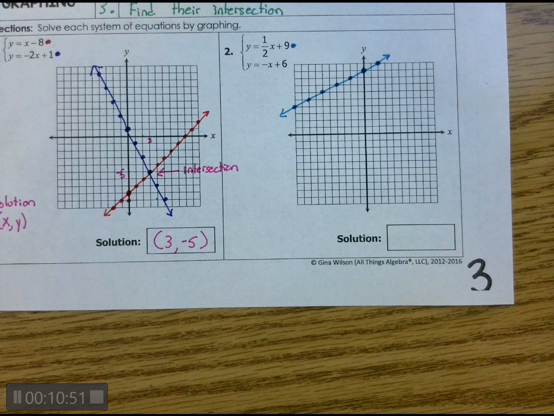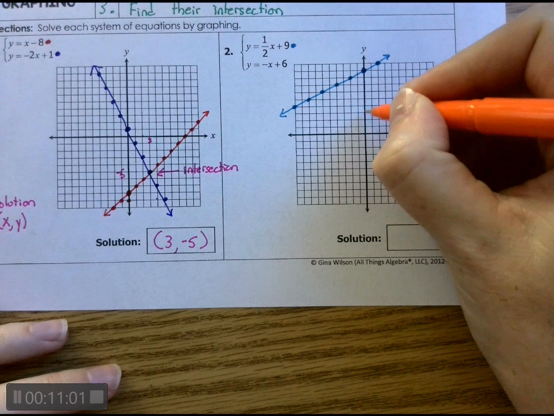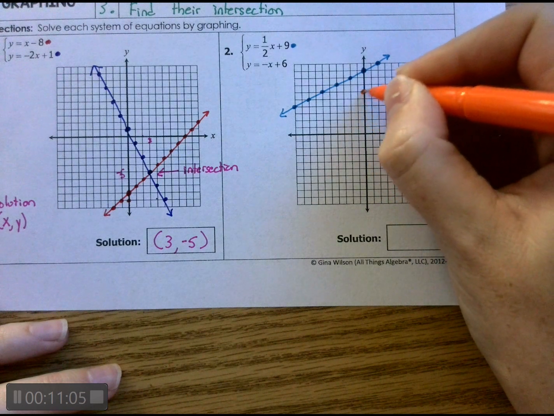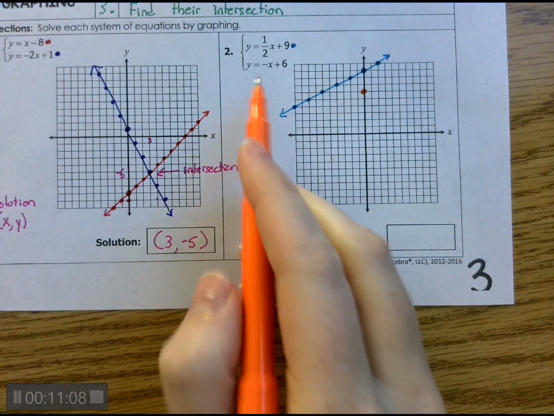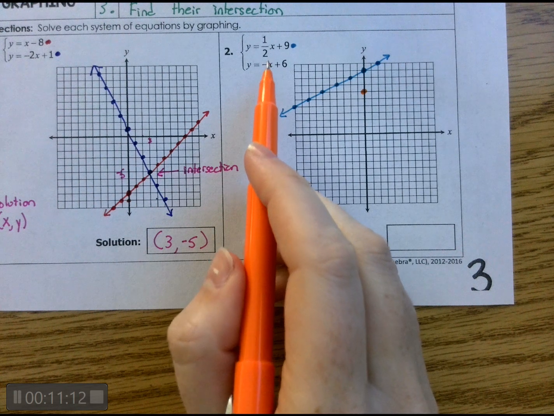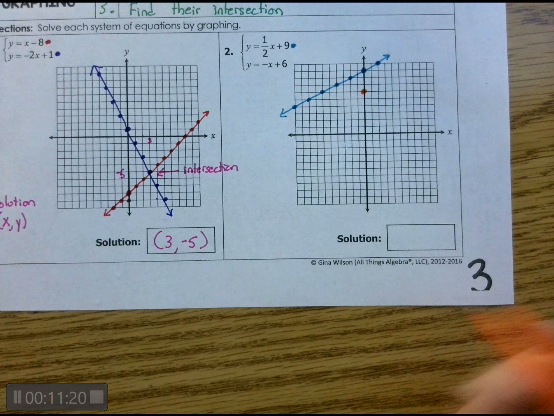Now we graph our second line, y equals negative x plus 6. Start by graphing your y-intercept, which is 6. 1, 2, 3, 4, 5, 6. And our slope is negative x. So remember, when there's a negative in front of our x, it's actually a negative 1. And because it's a whole number, that means that we have to put a 1 underneath it. So this is negative 1 over 1.